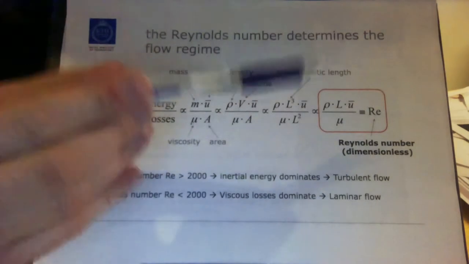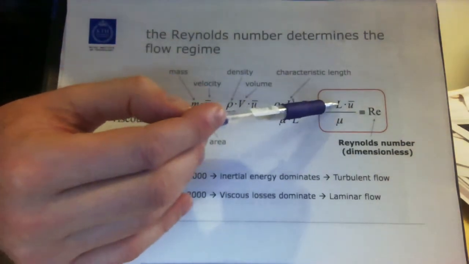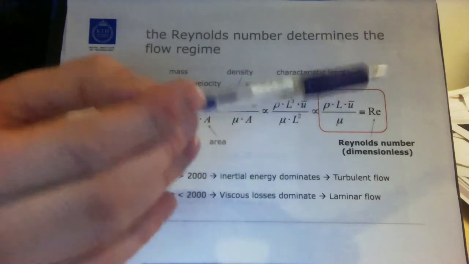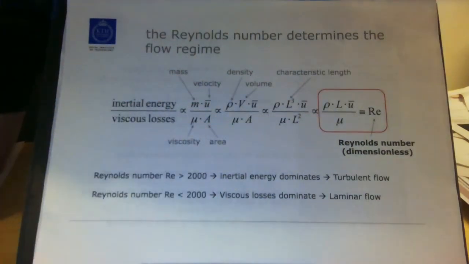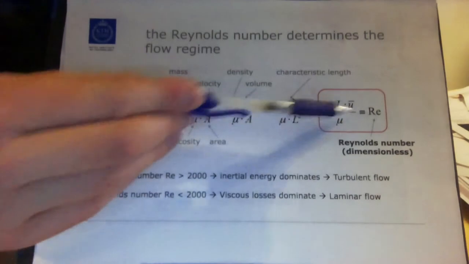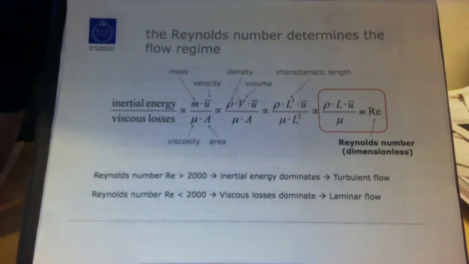And if you put in the numbers, the density is kilogram per cubic meter times meter per second times meter, and the viscosity here, I forgot what the dimensions are for viscosity. But if you look at all the dimensions, you see that these dimensions all cancel out. So this number actually is a dimensionless number. It's just a figure with no dimensions, and that number is called the Reynolds number.